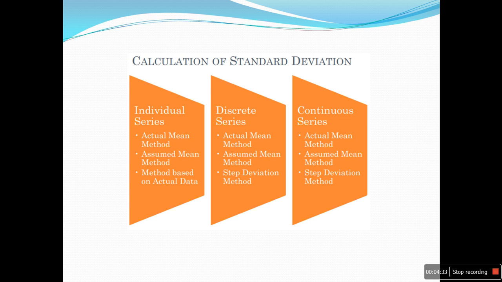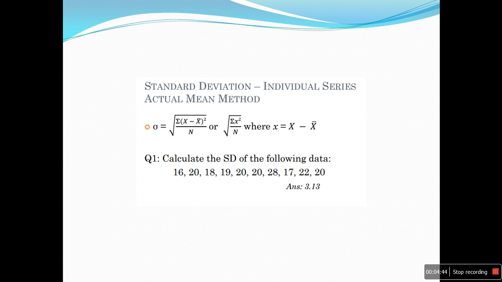Calculation of standard deviation. There are three types of standard deviation: individual series, discrete series, continuous series. Standard deviation individual series, it is actually the ungrouped data formula we are using in your book. Sigma is equal to under root summation x minus x bar whole square over n, or summation x square over n, where x is equal to x minus x bar.